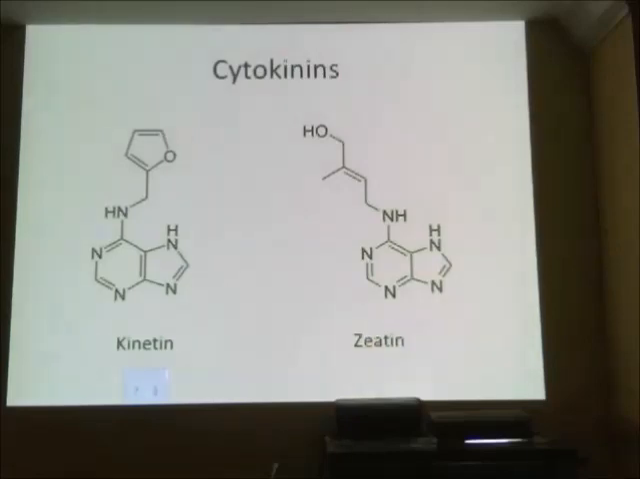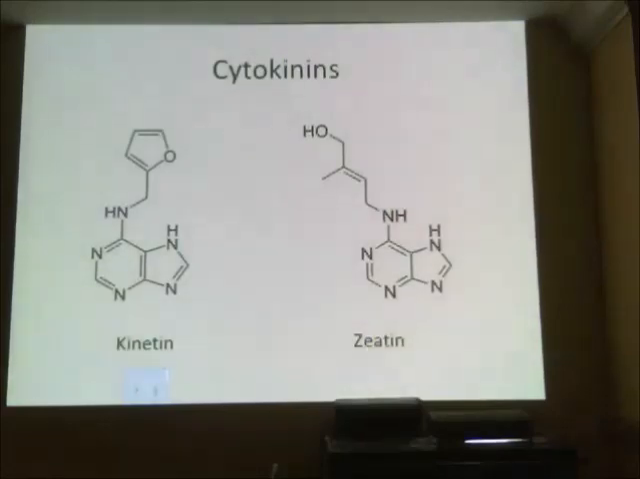It probably occurs in all organisms, both plants and animals, but it was originally isolated from autoclaved herring sperm DNA. So it was originally isolated from a fish, and it was thought to be a byproduct of thermal DNA degradation. But it's been found in other organisms as well. And zeatin, the first part of the name, Zea, you might recall, Zea mays is the scientific name for corn. So this was isolated from corn.